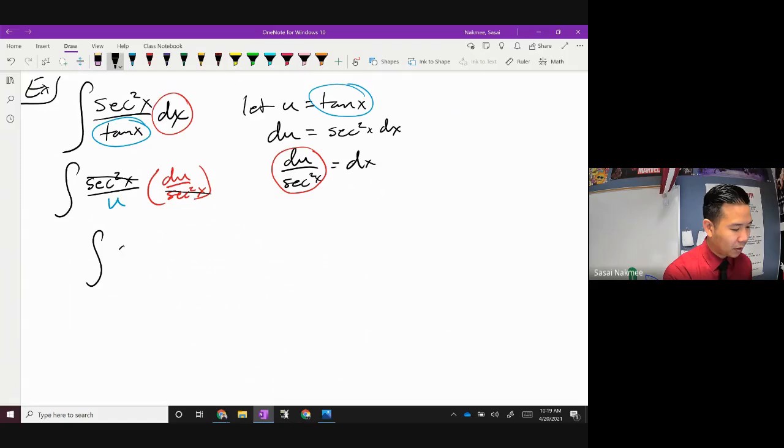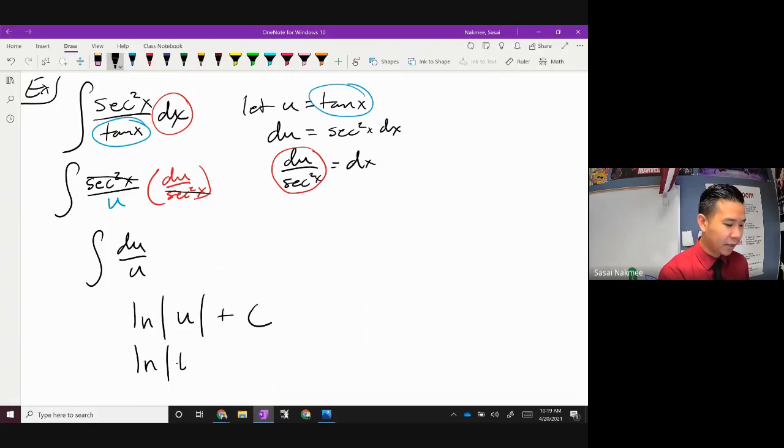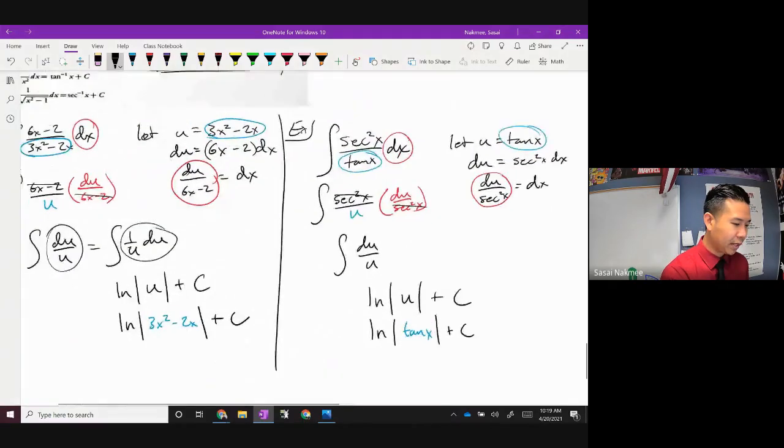I'm left with the integral of du over u, which, again, comes out to be ln of the absolute value of u plus c, which means that this is equal to ln of the absolute value of tangent x plus c. And this is what I'm trying to explain to you guys.